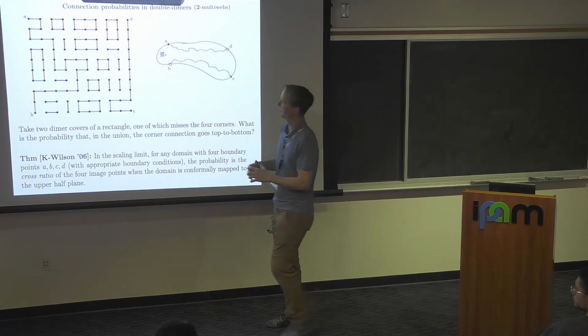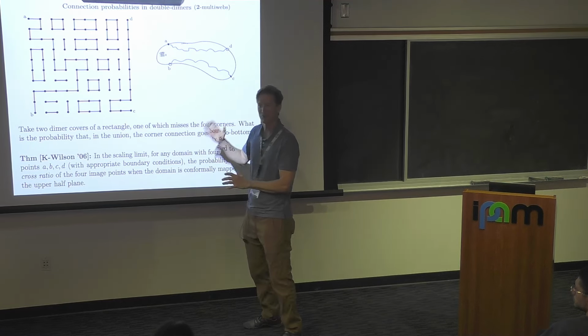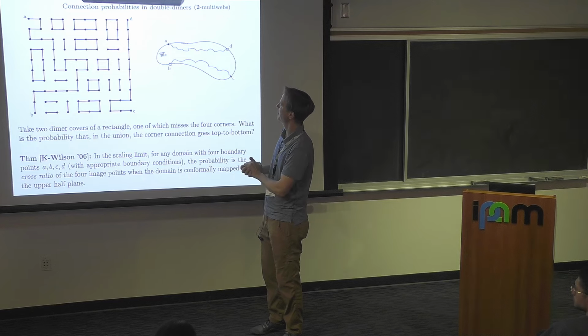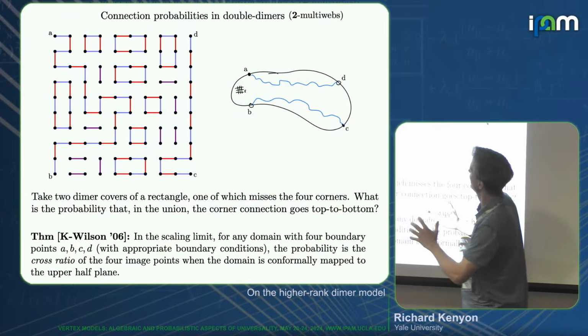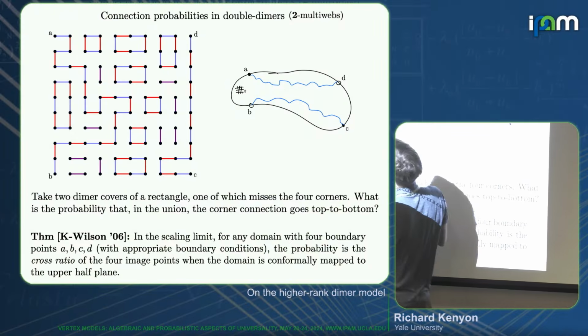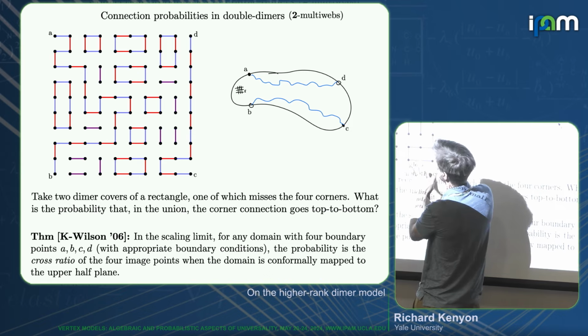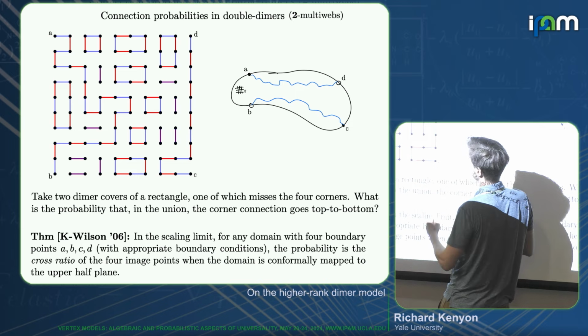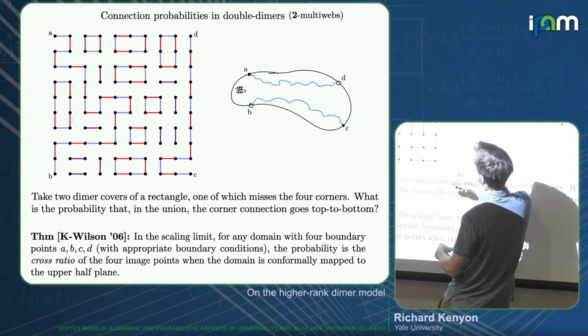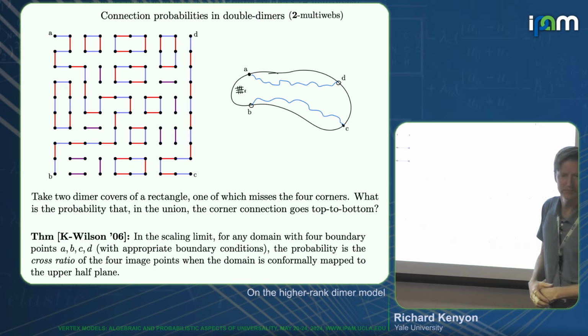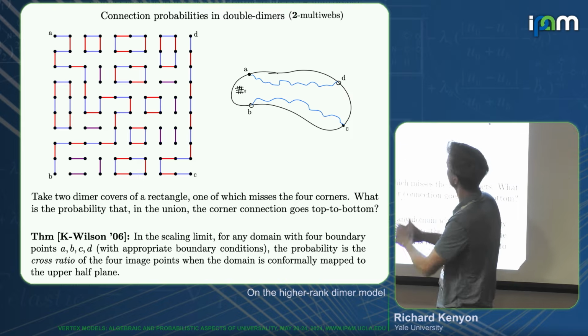Here's back to some familiar territory. Everybody knows what the dimer model is, maybe by now. You take a planar graph, here's the square grid. I take a rectangle, for example. I take two dimer covers, the red and the blue, except that the red one doesn't use the four corners A, B, C, D, right? And I just draw them on top of each other.